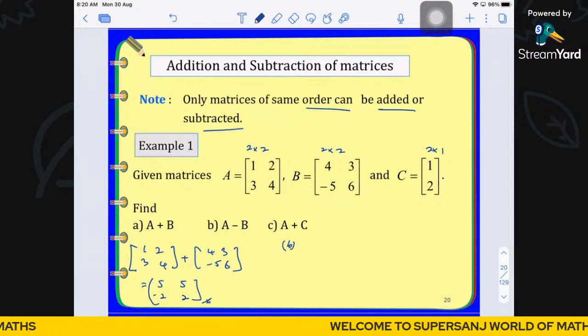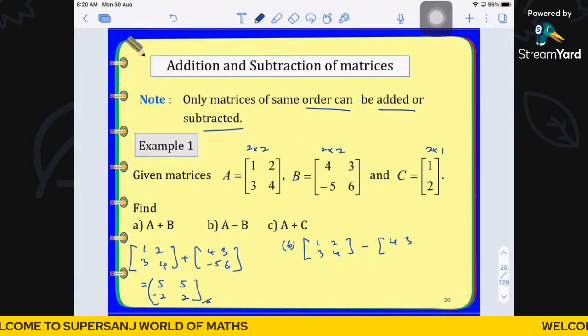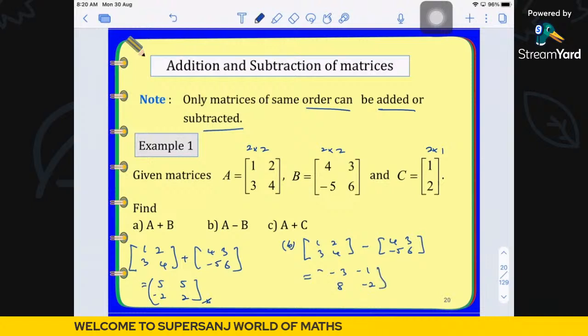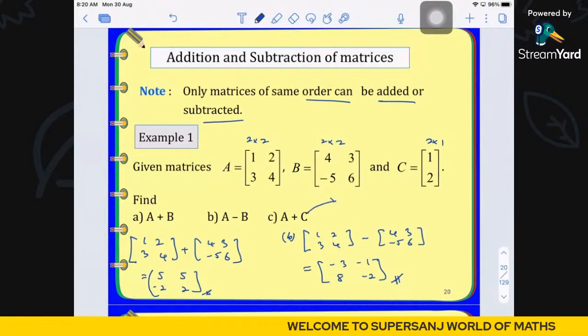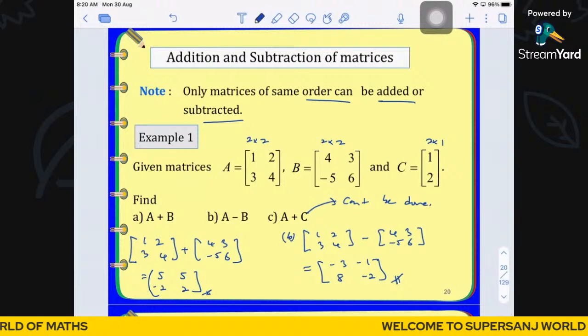Why? Because this is 1, 2, 3, 4, minus 4, 3, negative 5, 6. So 1 minus 4 is negative 3, 2 minus 3 is negative 1, 3 minus negative 5 is 8, 4 minus 6 is negative 2. So straight away you get your answer already. But A plus C here cannot be performed, can't be done. Why? Because the order is different. Since the order is different, you can't do the addition.